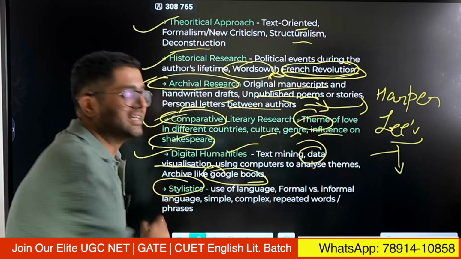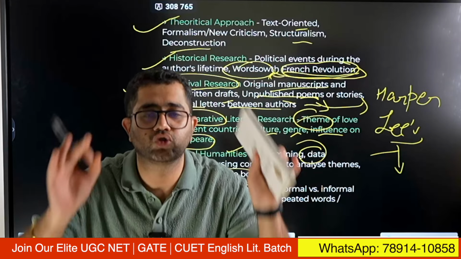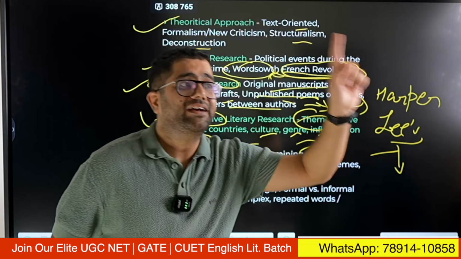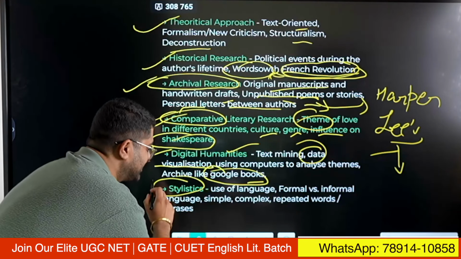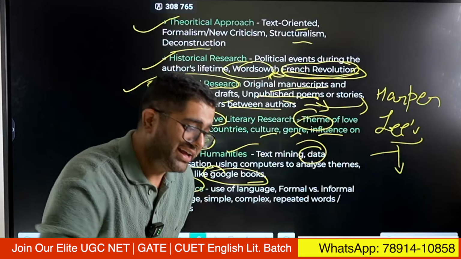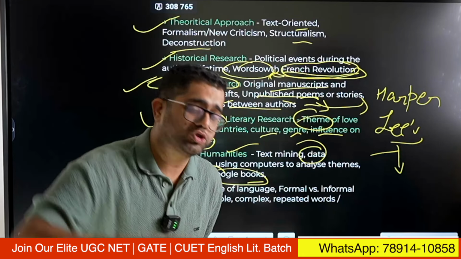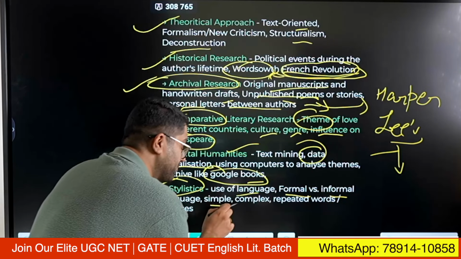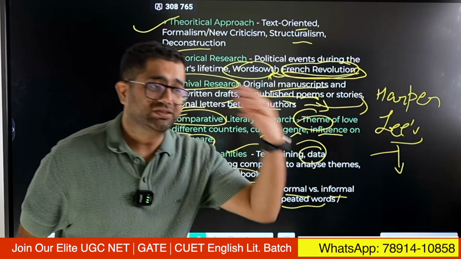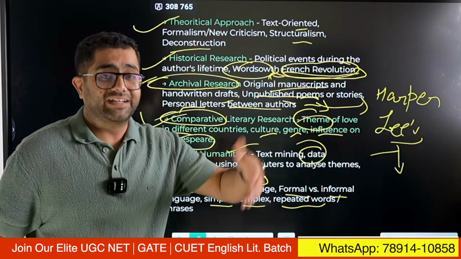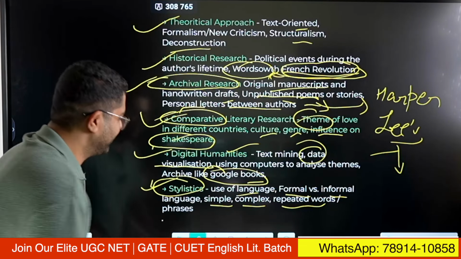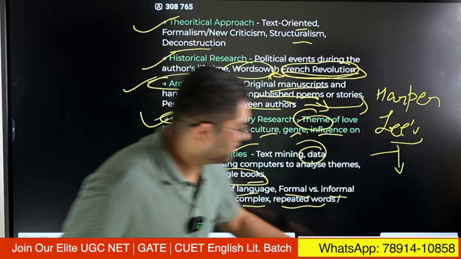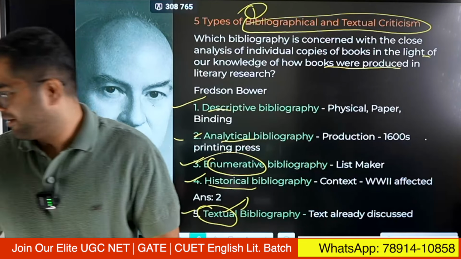Last one is stylistics. Stylistics is how the language has been used by the writer, whether the language is formal or informal, complex or simple. That comes in stylistic research, when you are reading about how the language has been used by the author: formal versus informal, simple, complex, repeated words, how many words the writer has repeated, how sentences are repeated. So that comes under stylistics. I hope you are able to understand all these things. So that is the end of our lecture.